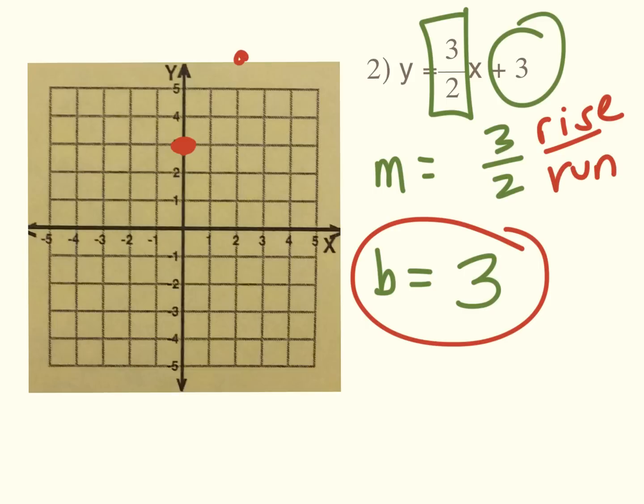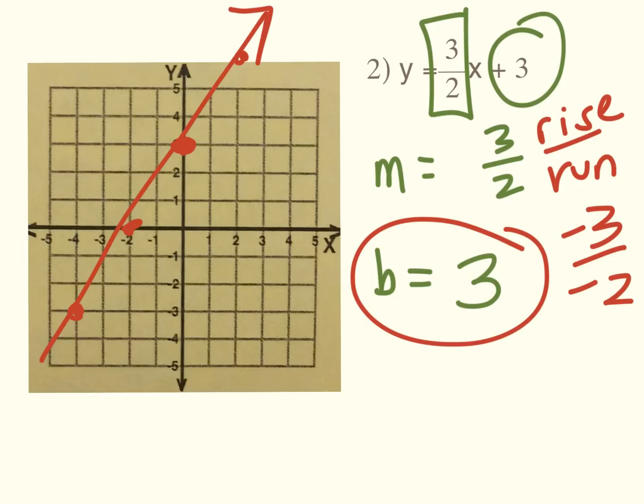So I can reverse it by dropping 3 and running backwards 2, because a negative divided by a negative is still a positive slope. So down 3, back 2, down 3, back 2, and connect and put arrows. Then double check everything. Did I begin at 3 on the graph? Yes. Is my slope positive 3 over 2? And it is going in a positive direction.